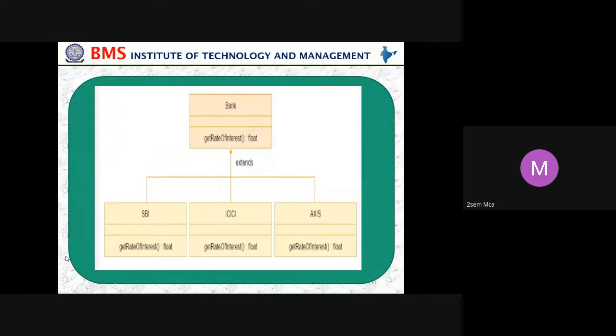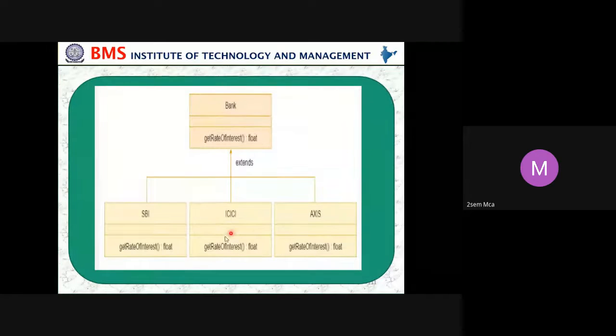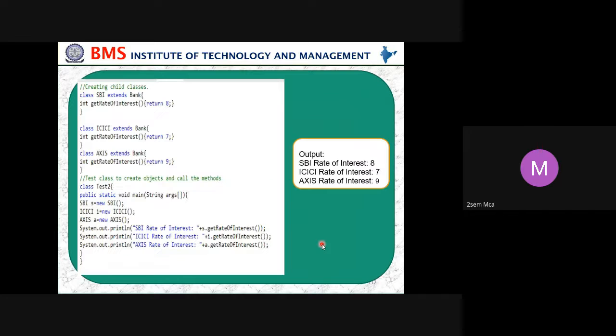So this is a bank, and we have a method called rate of interest of data type float. This is a base class, and it is used for all three banks, that is SBI, ICICI and Axis, but all three have their own interest. SBI is giving 8%, ICICI is giving 7%, and Axis is giving 9%. So there is a method rate of interest, but with different values.